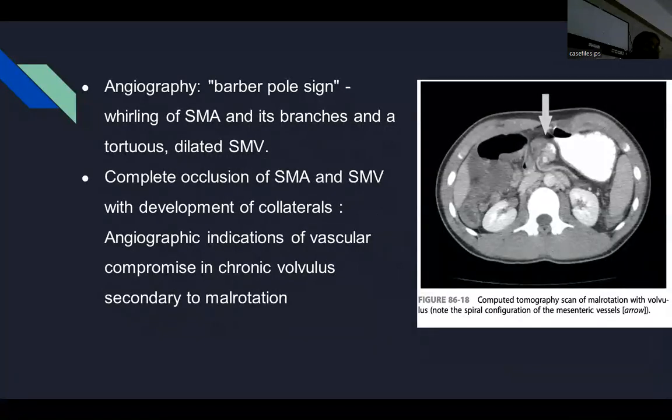Even angiography has been performed in some of the centers whenever the patient presents with suspicion of malrotation. Here, another sign is called the barber pole sign, where there will be whirling of the SMA and its branches, and a tortuous course of the SMV, usually appreciated in chronic malrotation. Whenever there is complete occlusion of the SMA and SMV with the development of collaterals, there can be angiographic indications of vascular compromise, and this is usually present in chronic malrotation, or it can be present in chronic volvulus as well.